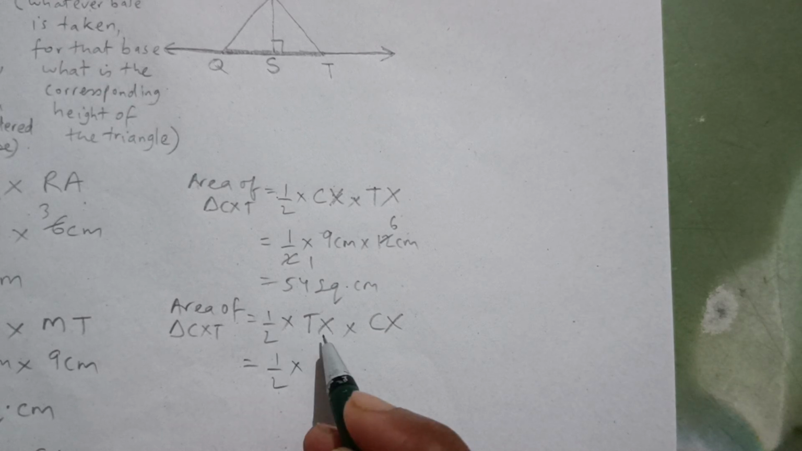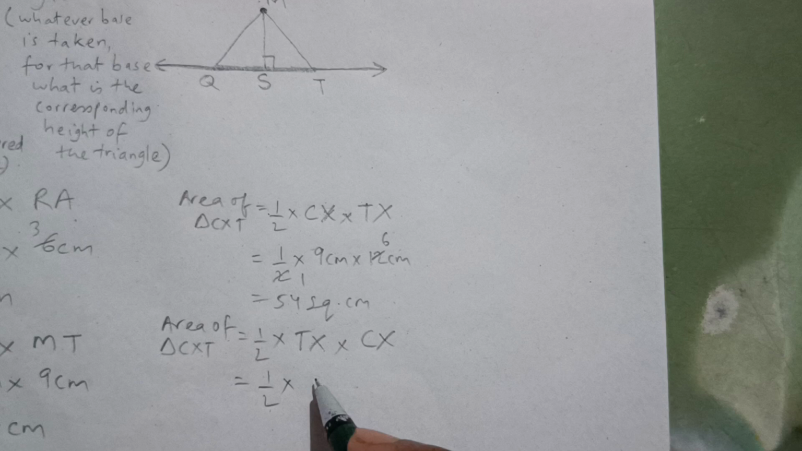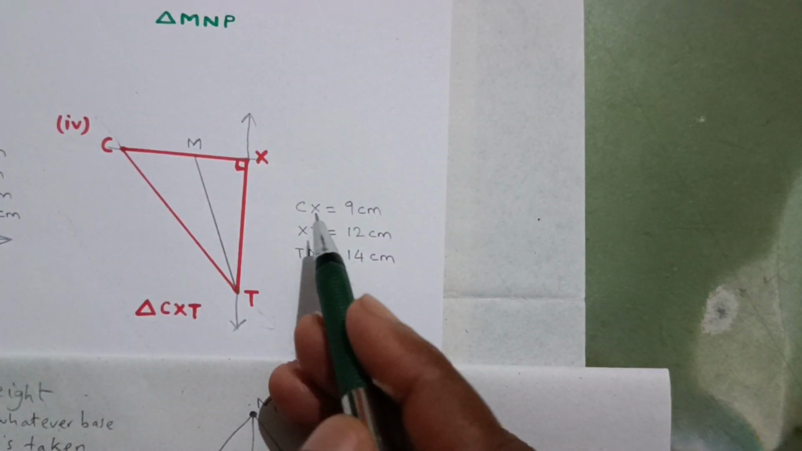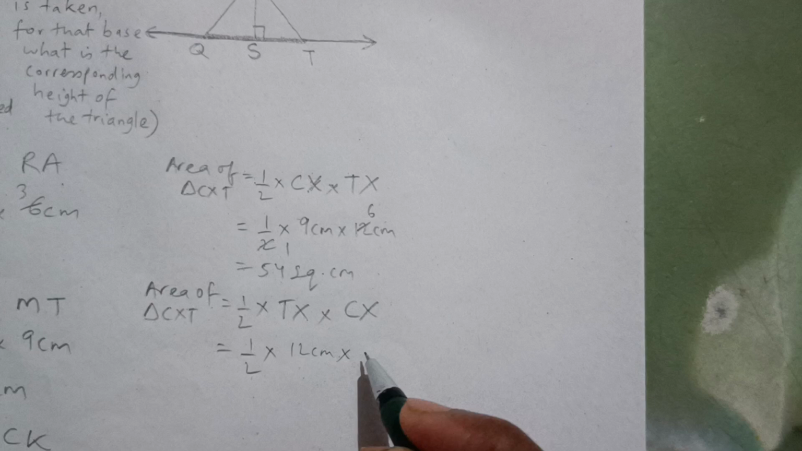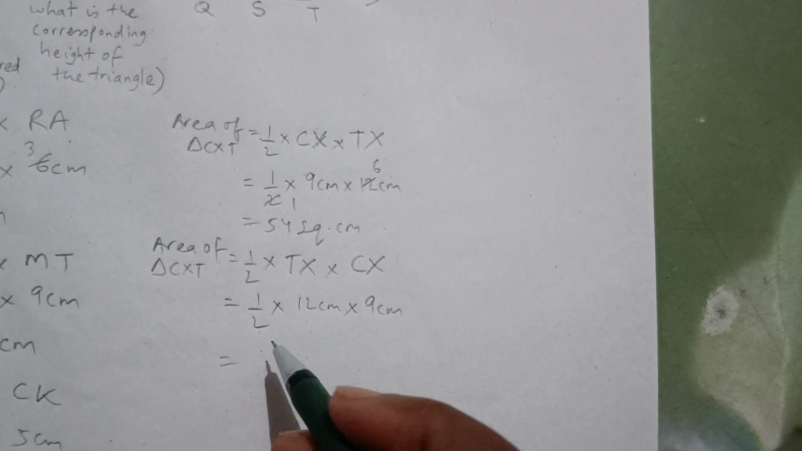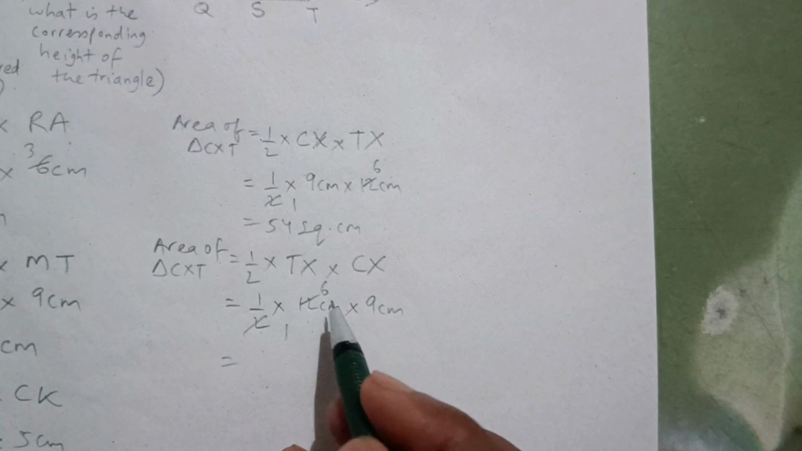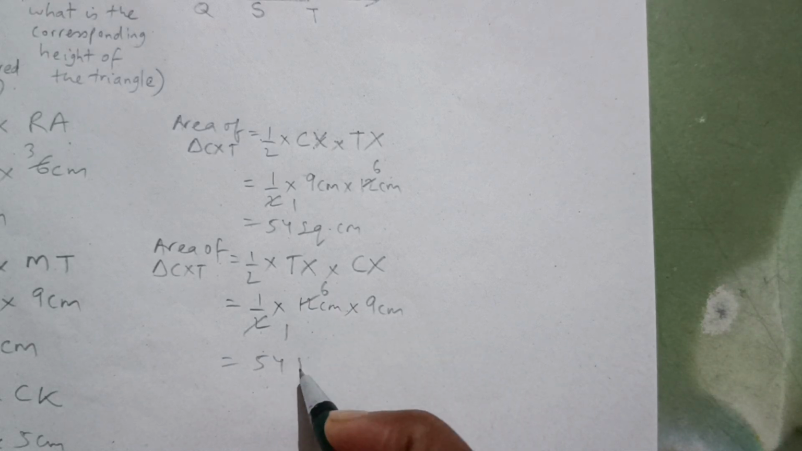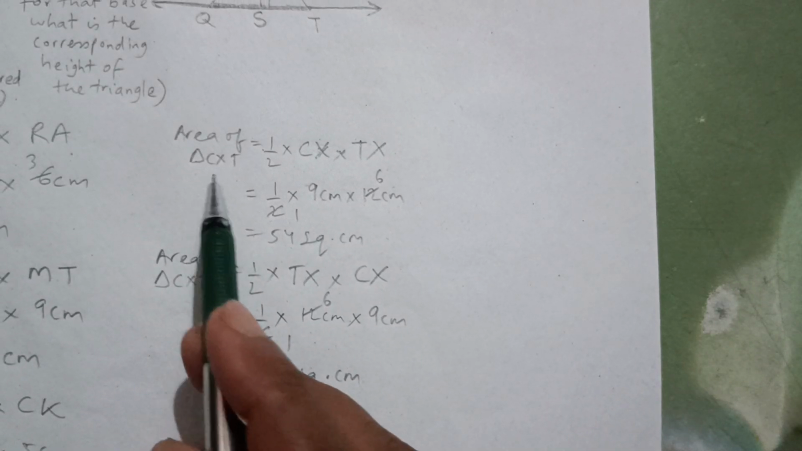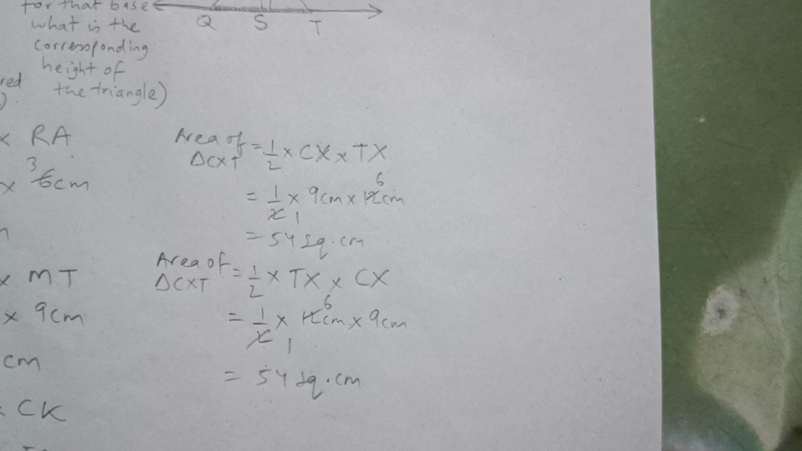So half into what is Tx? Tx is 12 centimeter into Cx. How much is Cx? Cx is 9 centimeter. And now let us solve this. So half into 12 centimeter into 9 centimeter. So 2 ones are 2, 2 6 are 12. 9 into 6 is 54. So 54 square centimeter. So area of triangle CXT, whichever way you do, you will get 54 square centimeter.